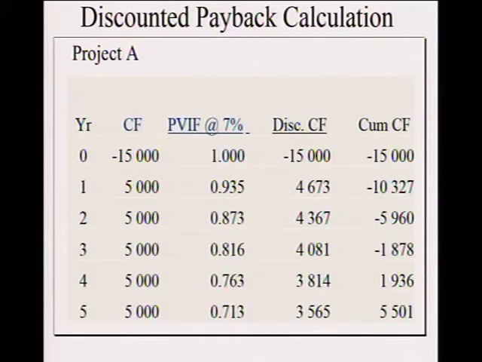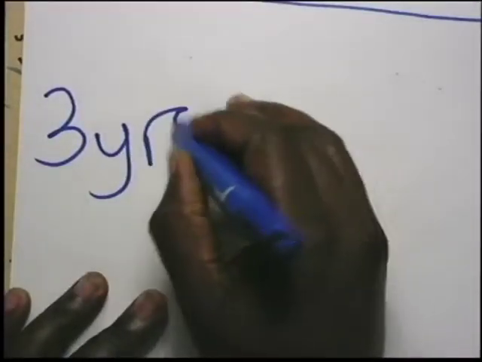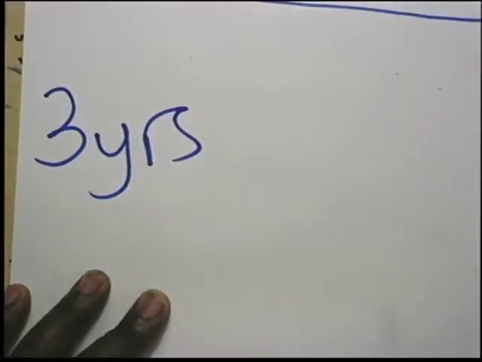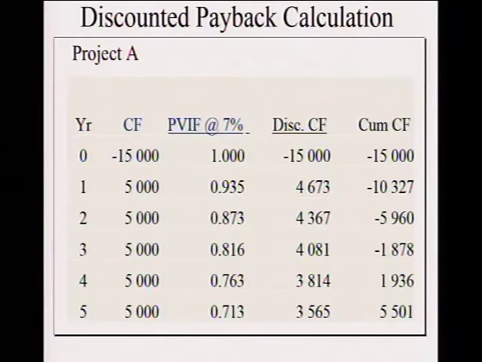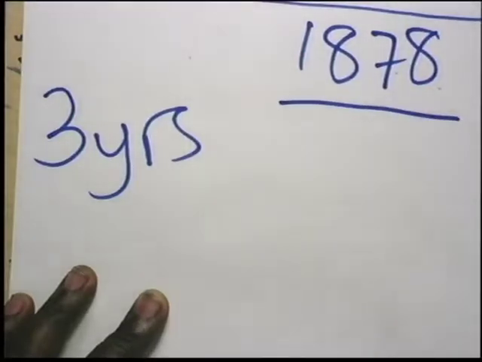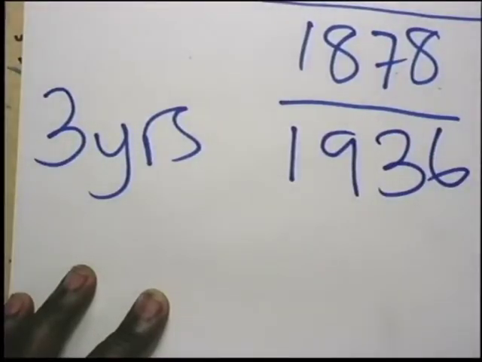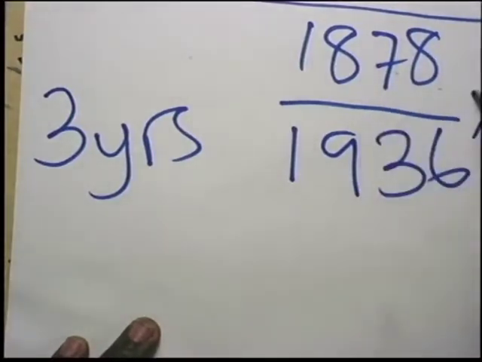So our payback period, we know it's already 3 years. But at the end of the third year, we are yet to get 1,878. How do we get that? Like we did earlier on, we are going to say the amount to be recovered becomes our numerator, 1,878. Then we divide by the cash flow that we are supposed to receive in year 4, which is 1,936. That figure, we multiply it by 12 months, right?